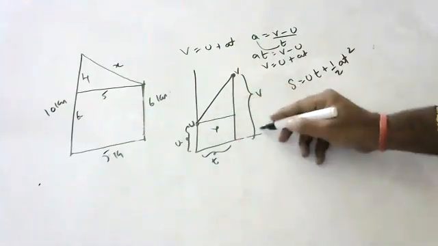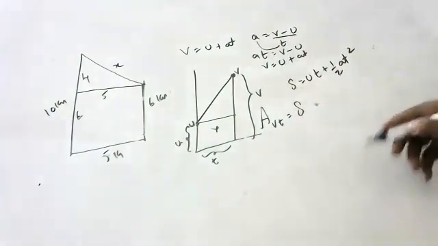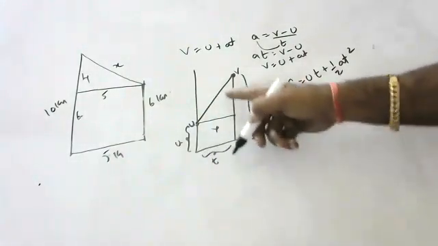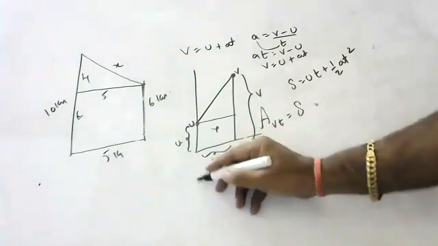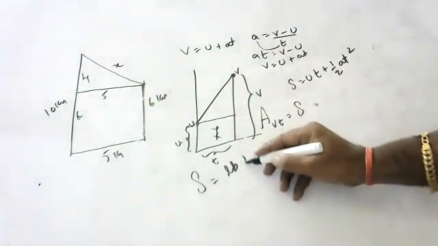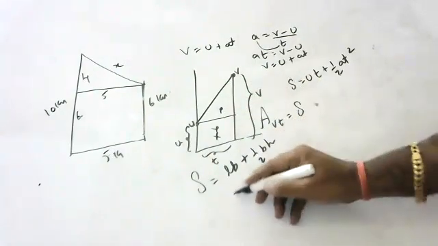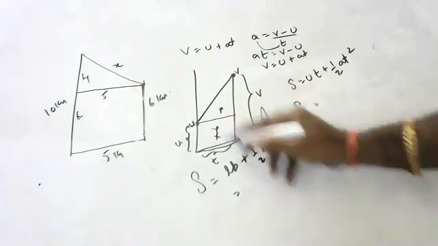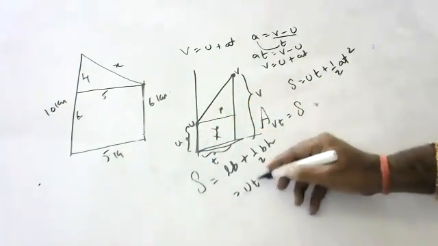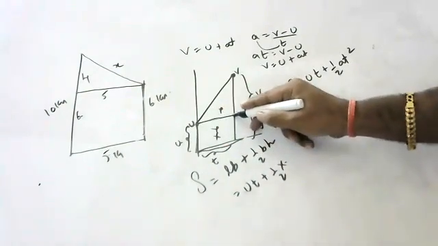Children, this area of the VT graph gives the distance. This full area we should find. So distance is equal to area of rectangle plus area of triangle. Length into breadth, that is U into T, plus half base into height. Half into T into V minus U.